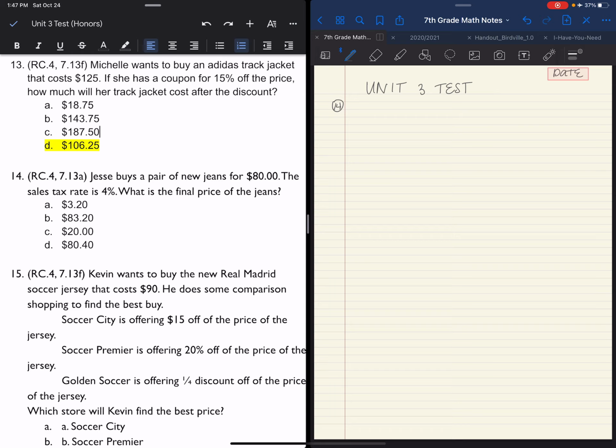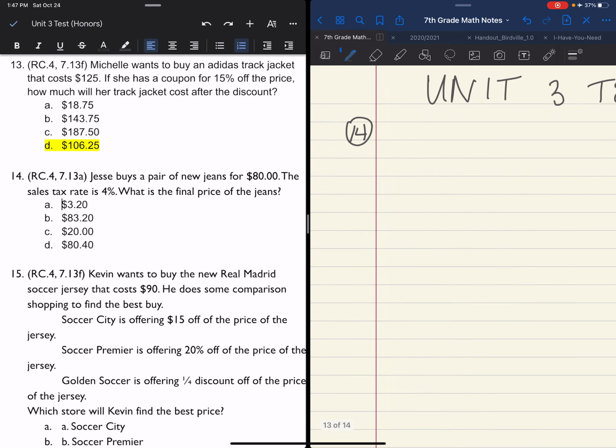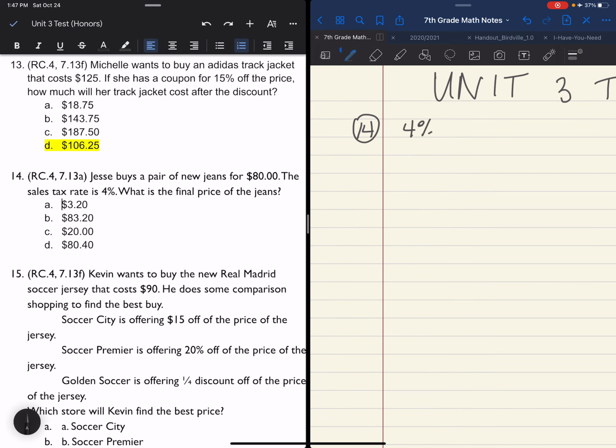So already I know answer choice A is wrong because that's way too small. And answer choice C is wrong because also way too small. And I'm thinking answer choice D is also wrong. But you know what? Let's do the math and prove it. So first things first, I need to find what is 4% of $80.